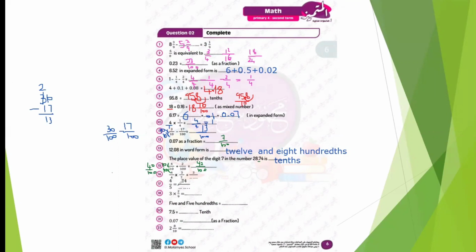Number 16, 4 out of 4 times 3 out of 7. We know that 4 out of 4 means 1. We said 1 is the mirror. If 3 out of 7 is multiplied by 1, it will be the same fraction, 3 out of 7.